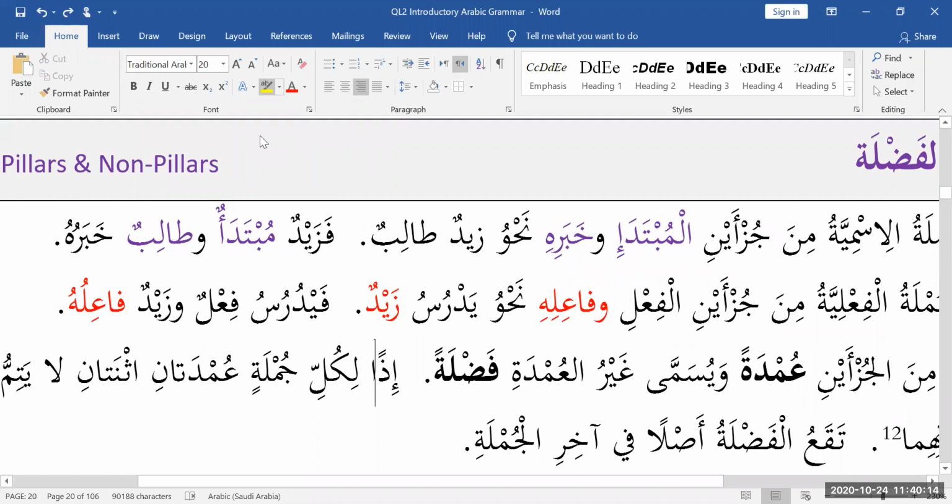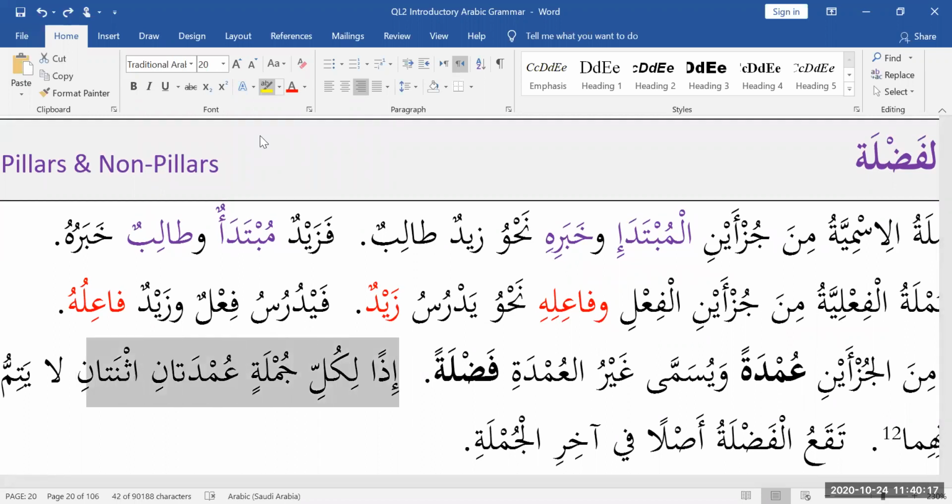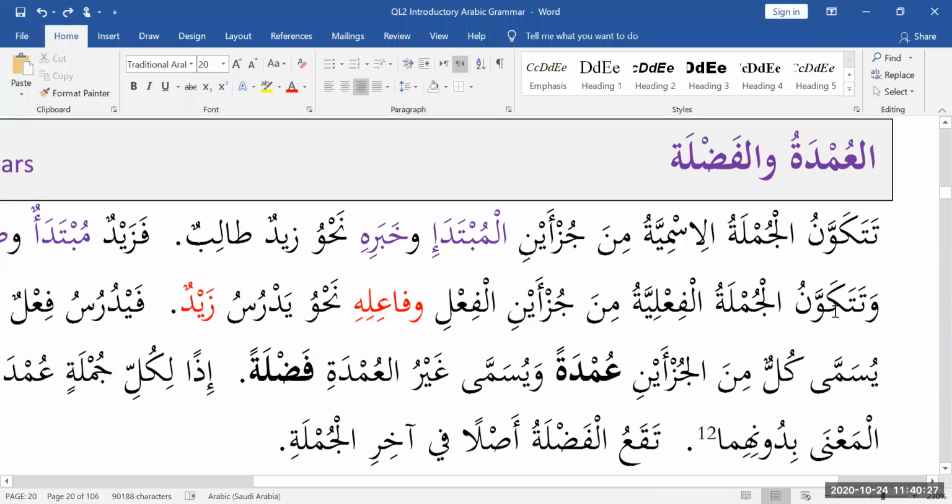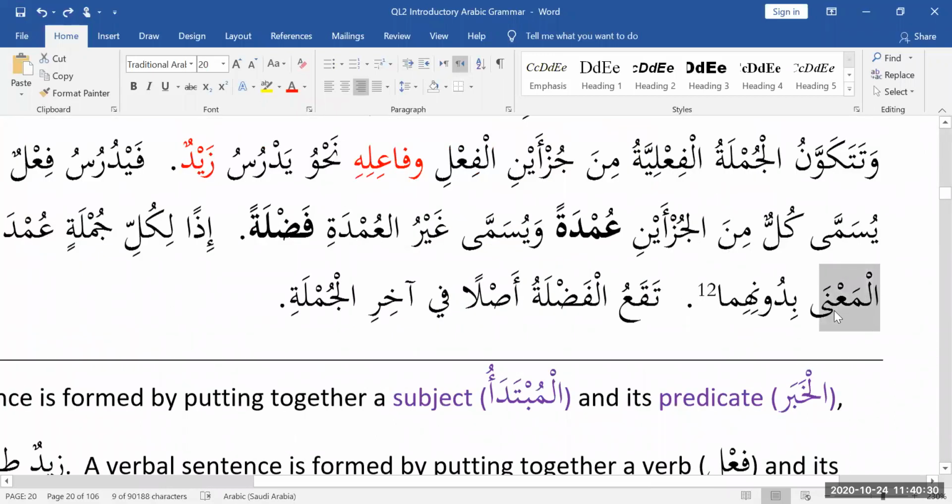إذن لكل جملة عمدتان اثنتان لا يتم. That is not completed. What's not completed? المعنى. The meaning is not completed بدونهما, without these two pillars. Now there's other kinds of pillars also we will study. مبتدأ خبر and فعل and فاعل are just some examples of pillars. There are other types of pillars that we will study also, and that's what the footnote is saying. تَقَعُ الْفَضْلَةُ.